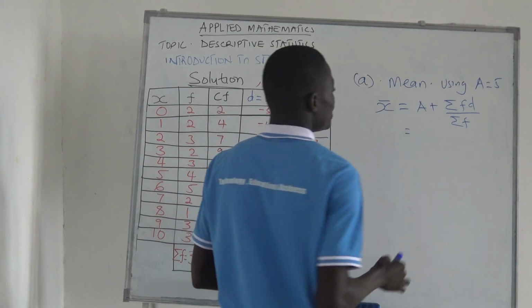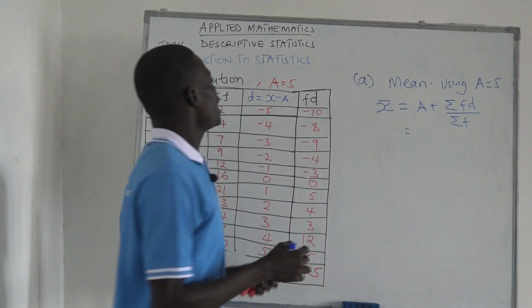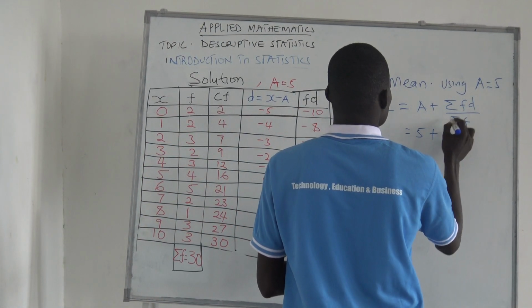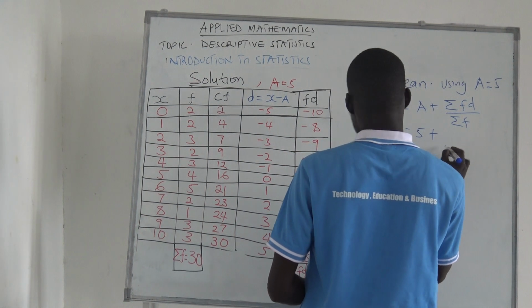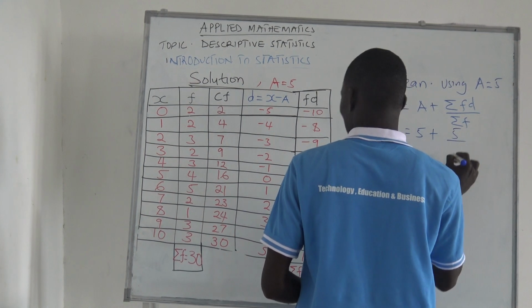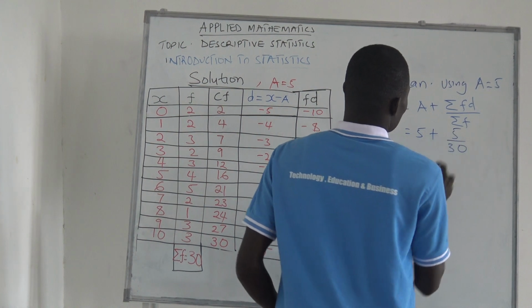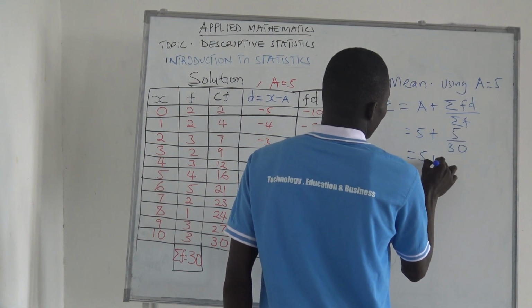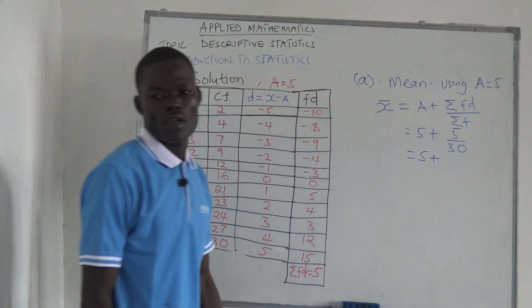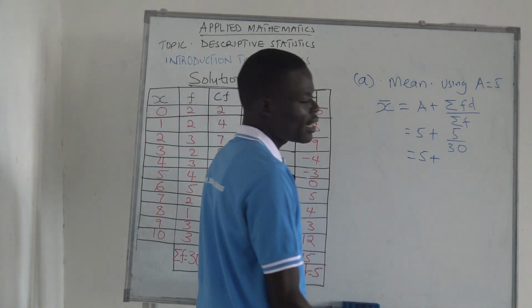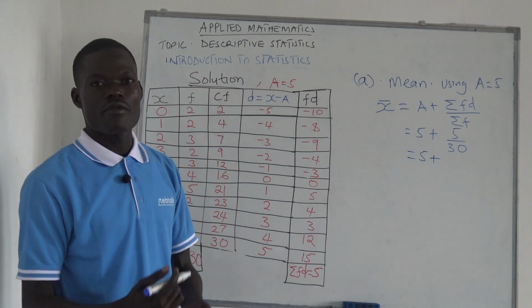So how do you get this answer? Our mean A, which is 5, plus summation of FD, we have got it as 5, out of summation of F, which is 30. So this one is 5 plus the total. You can even just write the answer. What do you get there? It is 5 divided by 30.